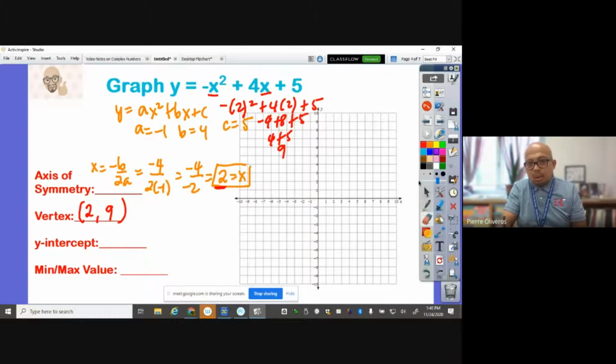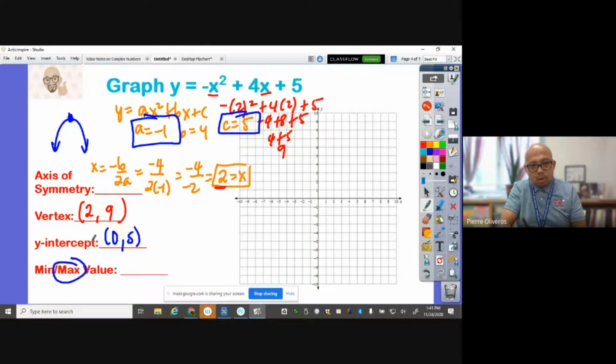And for us to find the y-intercept, it's always the c value, wherein the c here is 5, so this will be 0 comma 5. And since we know the value of a is negative, it will open downward. If it opens downward, this is your maximum value, which in this case is going to be 9, whatever that y-coordinate. So how do we graph it?